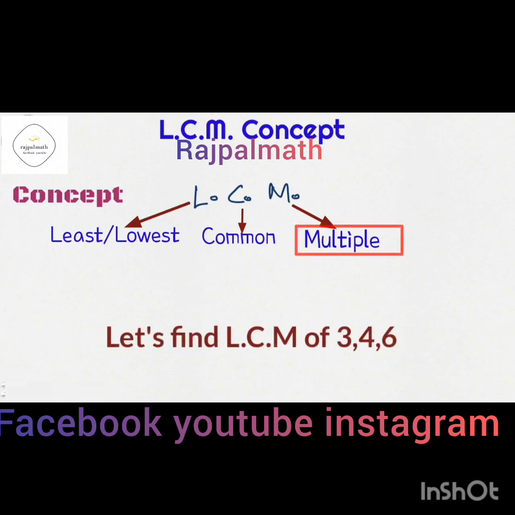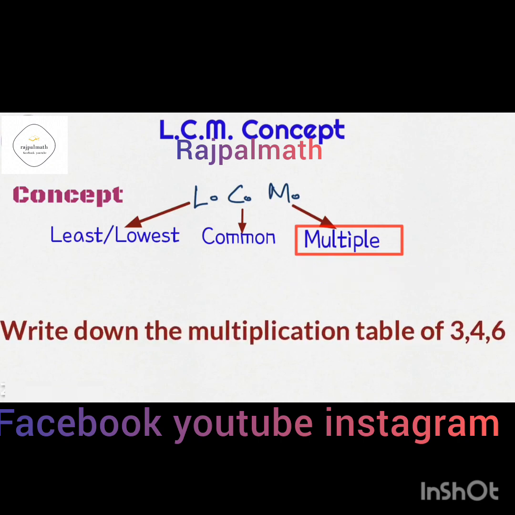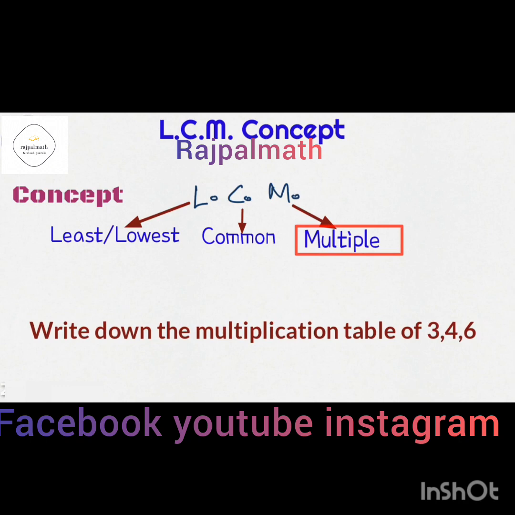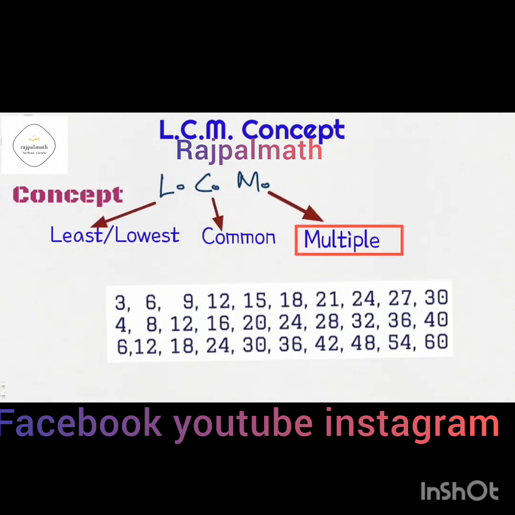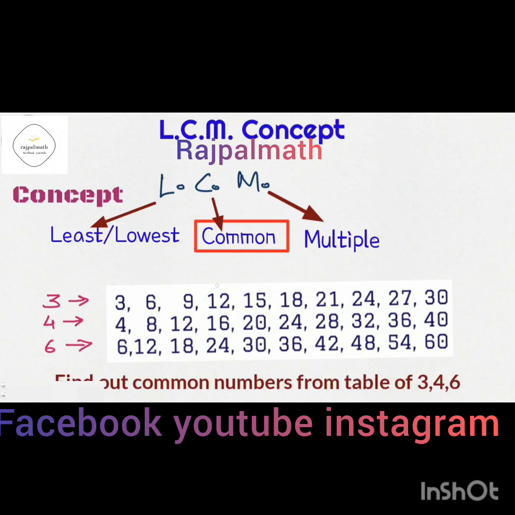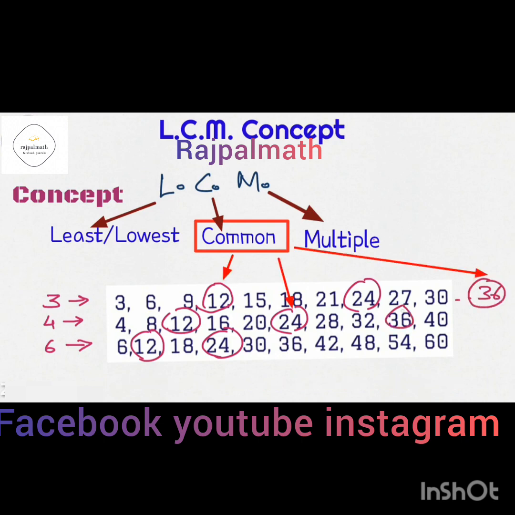Here letter M stands for multiple, and multiple means the multiplication table. So let's note down the multiplication table of 3, 4 and 6. So here we go with the table of 3, 4 and 6. Now look at the next word, that is common. So let's find out the common numbers from this table. So common numbers are 12, 24. If you extend this, 36 will be the next common number, and so on.